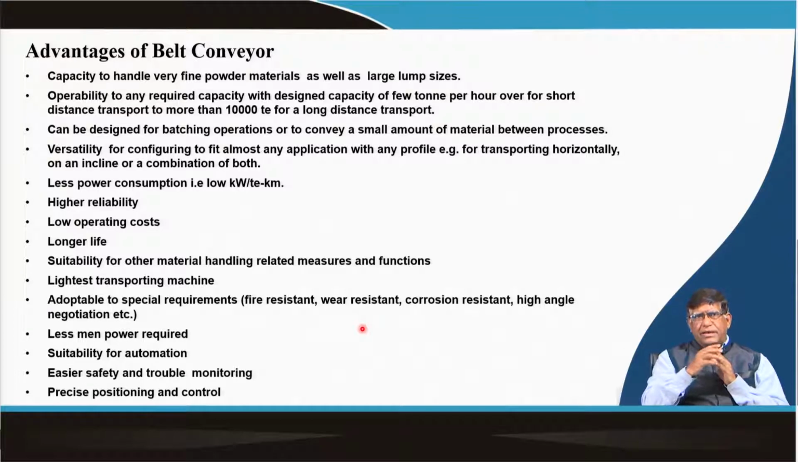We have talked about the capacity to handle very fine powder materials as well as very lump size. Its applicability range is very high. You can have even a few hundred tons per hour, or thousands of tons per hour. You can design different batch operations, transporting horizontally, and curves can all be negotiated. Your power consumption is less. You don't depend on diesel.